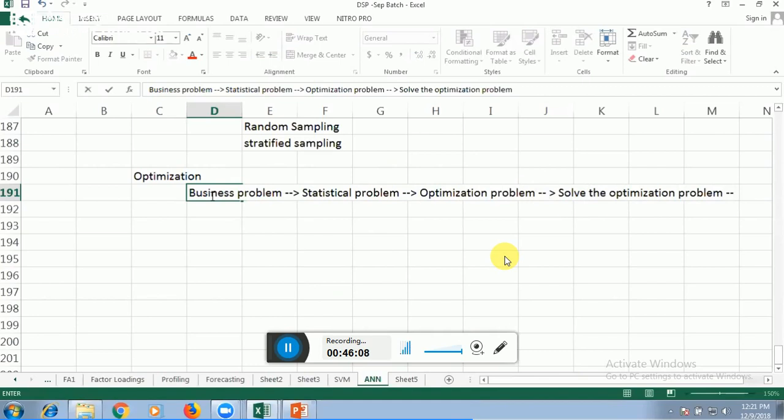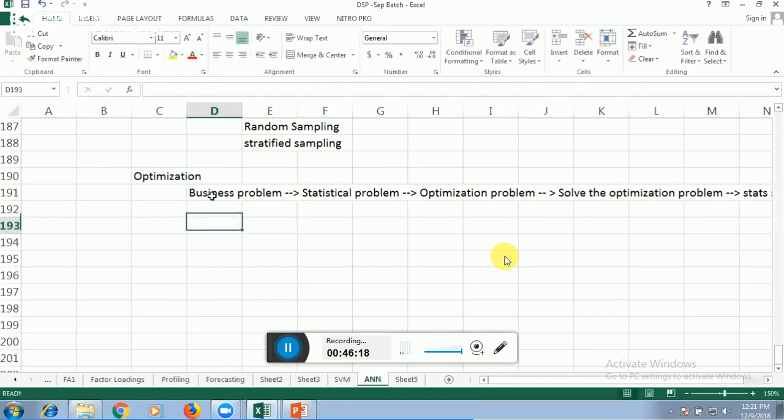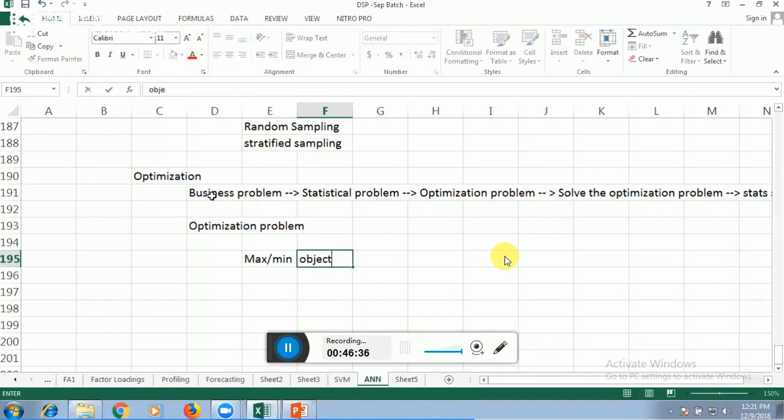And this optimization problem solution will be converted into a stats solution, and that stats solution will be converted into a business solution. Correct? Am I right or wrong? So now, what is this optimization problem? The optimization problem is nothing but everything will be converted into maximizing or minimizing an objective function with constraints or without constraints, whatever it is.